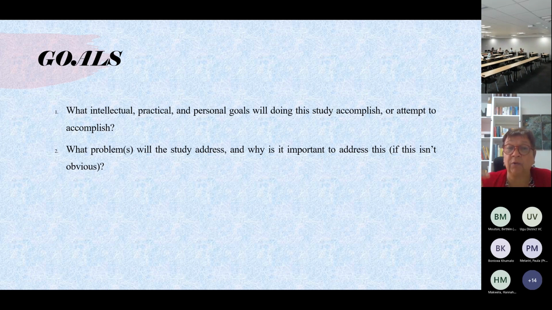So under your goals, you have to ask yourself, what are the intellectual, the practical, and the personal goals that you are trying to accomplish by doing this study? You also have to ask, what is the problem? And so often you will find in your template, it will ask you for the problem statement. And it's as you think through those goals that you will come up with the problem statement. What is the problem that the study is trying to address? And why is it important, not just to you, but to society, or to your field, or to your discipline to address this?